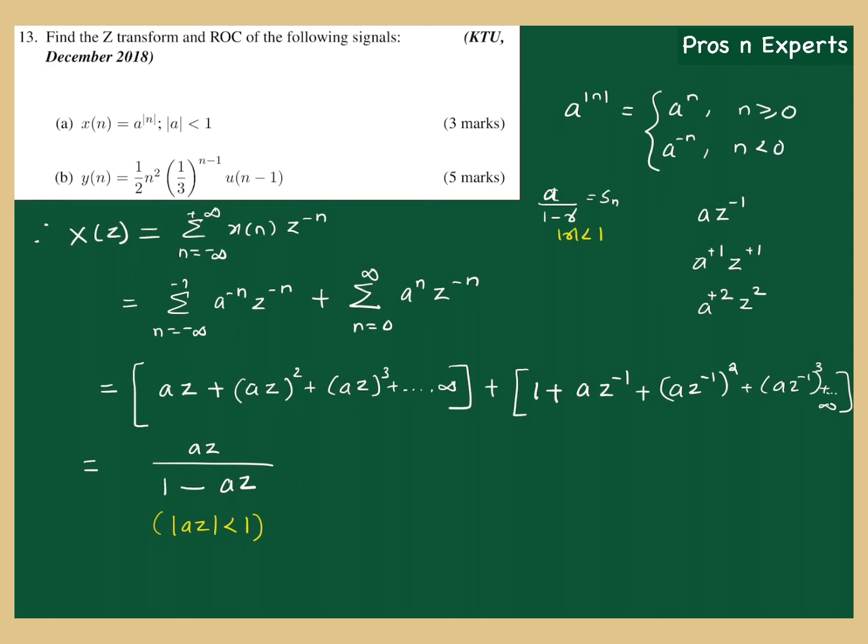Okay, so that was for the first term. Plus, what is the equivalent expression for the second term? The second term is 1 plus az inverse plus az inverse whole square plus etc. This is again an infinite GP with first term 1 and common ratio a into z inverse. So the sum is first term divided by 1 minus common ratio. The common ratio is a into z inverse. Again, after taking this kind of sum, we have to assume that mod of a z inverse is less than 1. And also remember that in the question it is given mod a is less than 1. Okay, we'll use it.